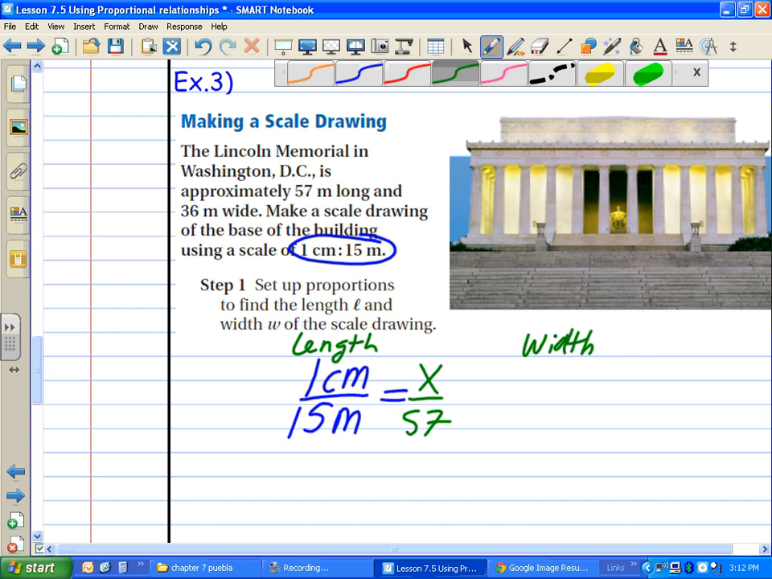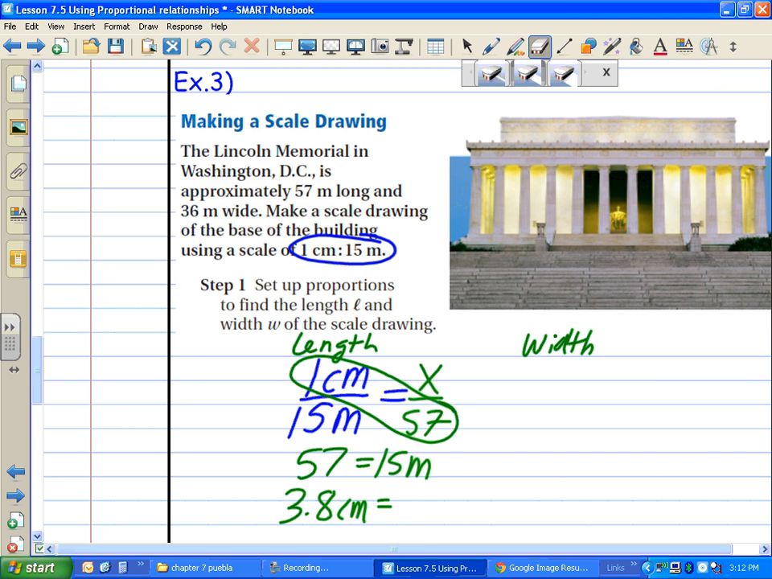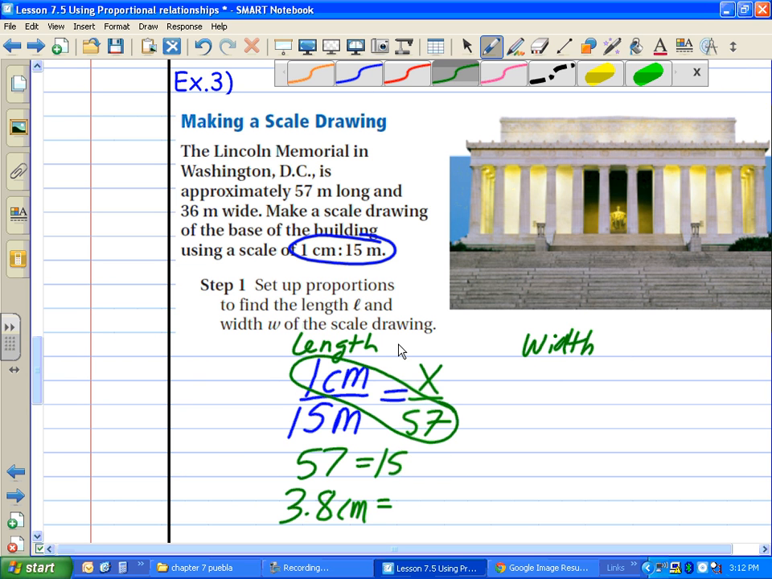So now I'm going to cross multiply. I'm going to have about, let's say, 57 divided by 15. That's going to be around 3.8 centimeters. It should be just using X, right? There's your X right there. I'm sorry, I shouldn't have been using that M there. That M is kind of confusing. I just wrote the M and the CM so you knew where everything goes.